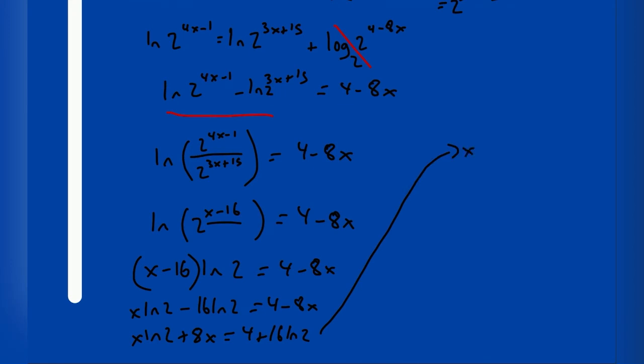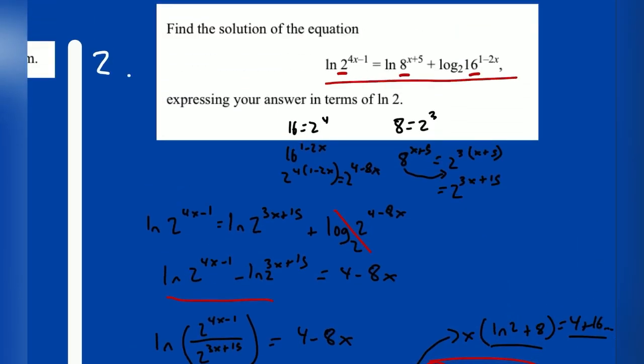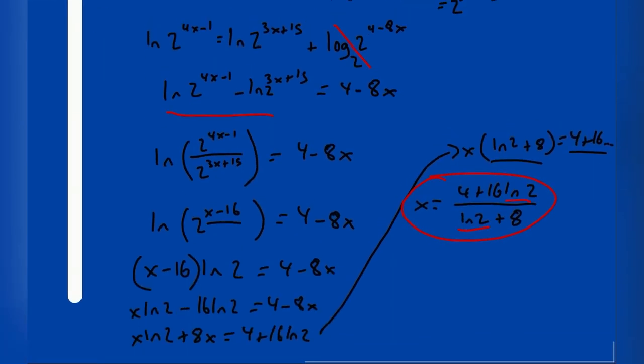Now if we look at that, and we take the x out common from the left side, we get x times ln 2 plus 8 is equal to 4 plus 16 ln 2. And now if we divide this side by this, we get x is equal to 4 plus 16 ln 2 over ln 2 plus 8. So that's it. I would say this is around a 4-mark question. We have shown the answer in terms of ln 2, because we only have ln 2, and it's in the form of x is equal to. So that's done.